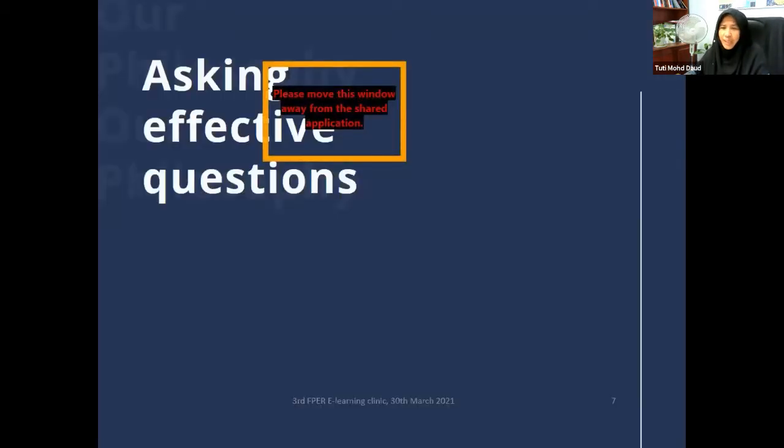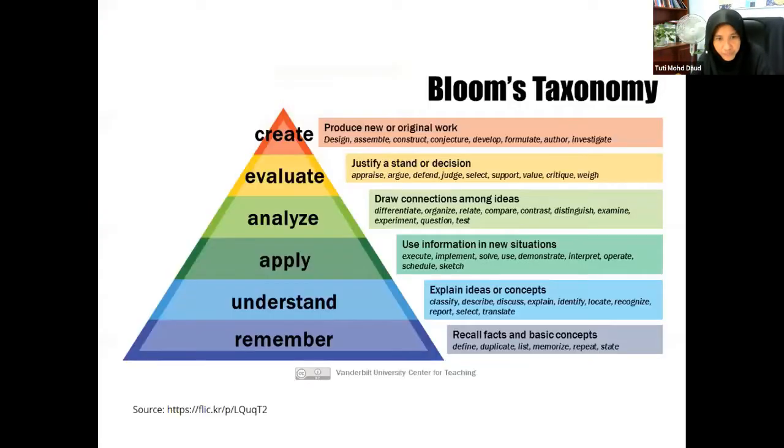However, when we want to do active learning, we probably need to ask ourselves, how do we ask effective questions? And I've been wondering about this for a long time. And I've been doing a bit of reading. I would like to share this with you.